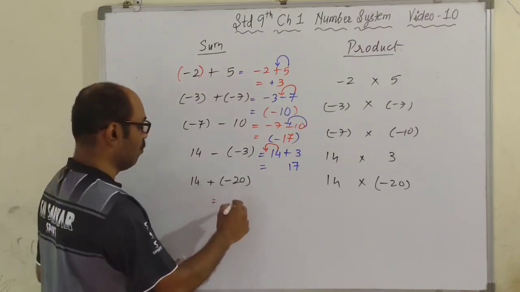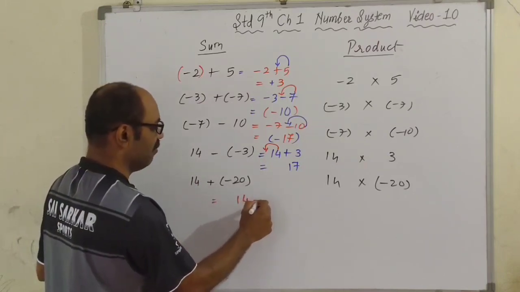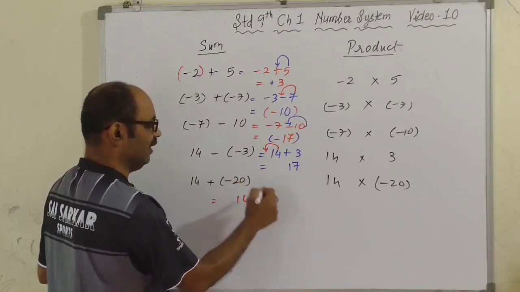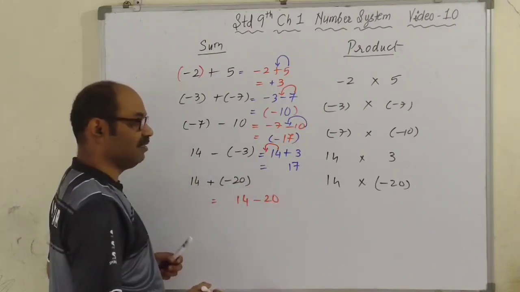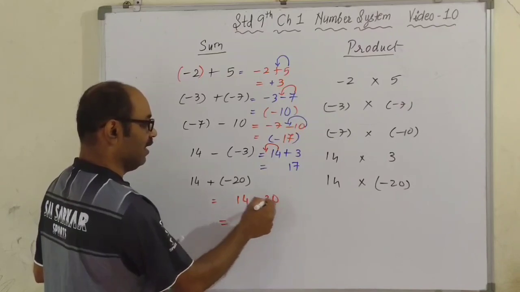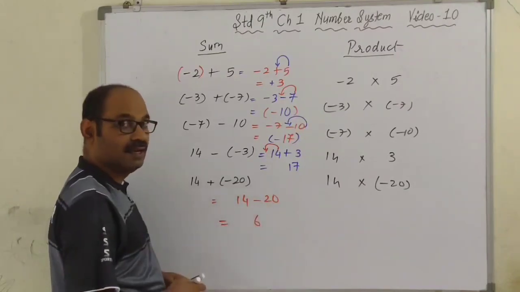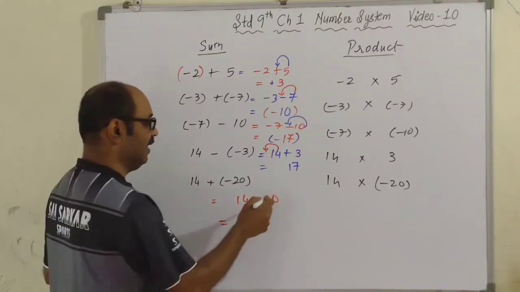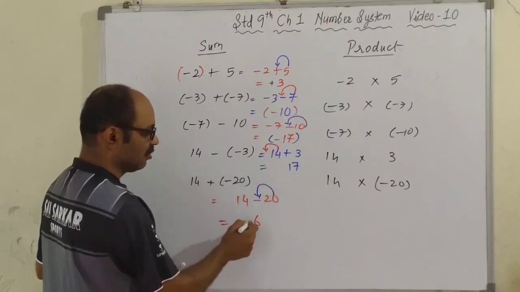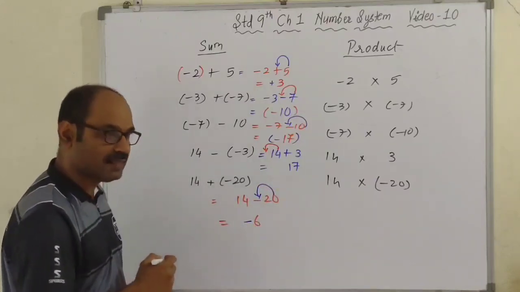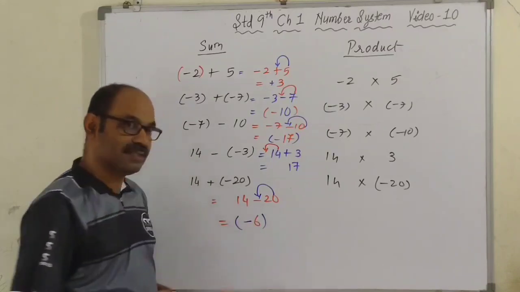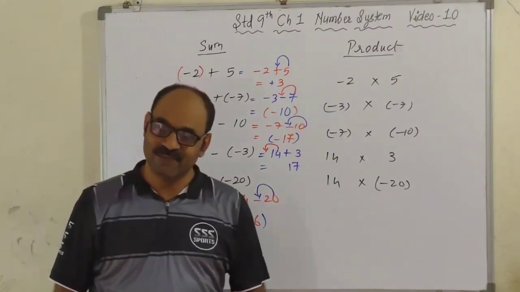5. Your bracket is there, so open the bracket. 14 minus 20 है ना, different signs, subtract. 20 में से 14 जाएगा तो 6, बड़ा नंबर 20, it carries minus sign, so answer also will carry minus sign. So it is minus 6. Is that clear to you?